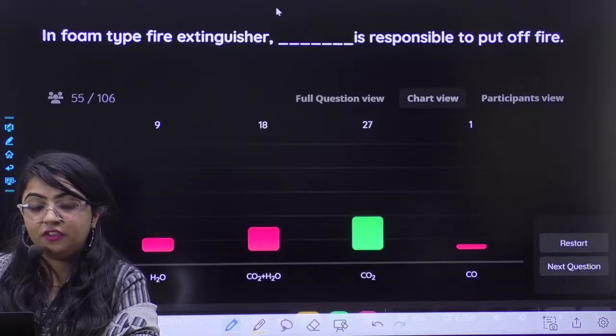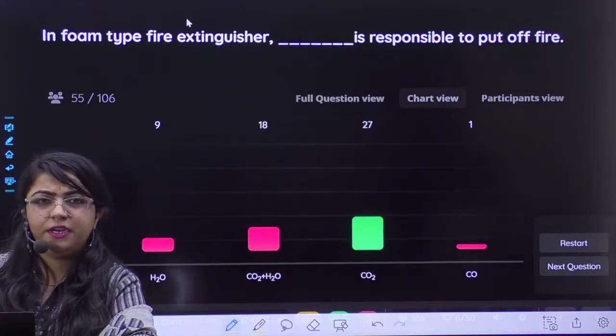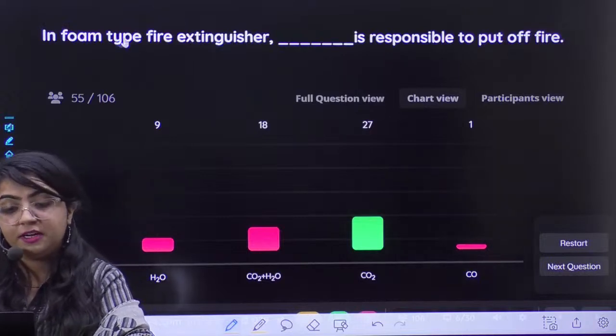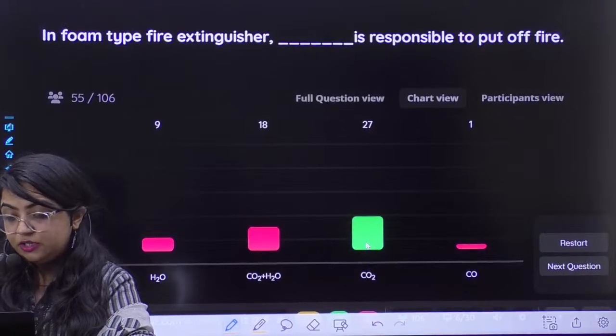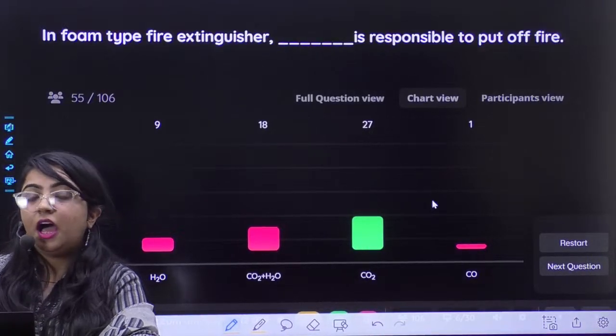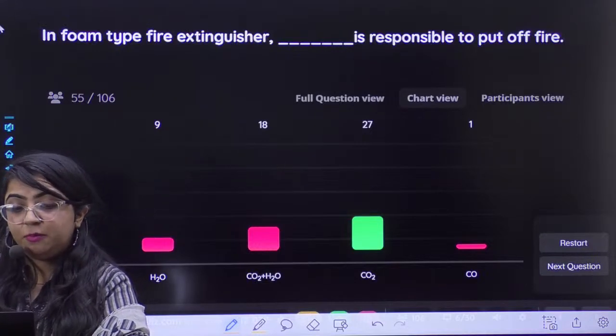So then the oxygen will not be able to come in contact with a burning fuel or burning object or any substance we are considering. So the correct option for this is CO2, that is carbon dioxide. I hope this is clear to all. Please reply in the chat box.